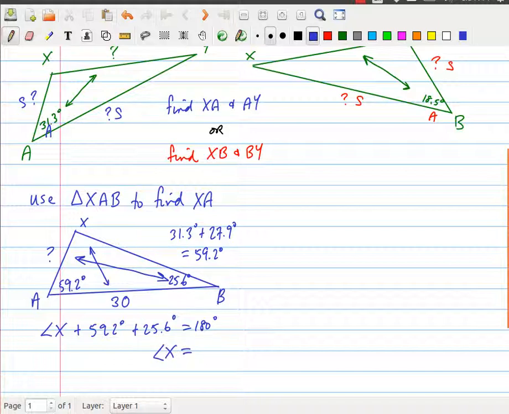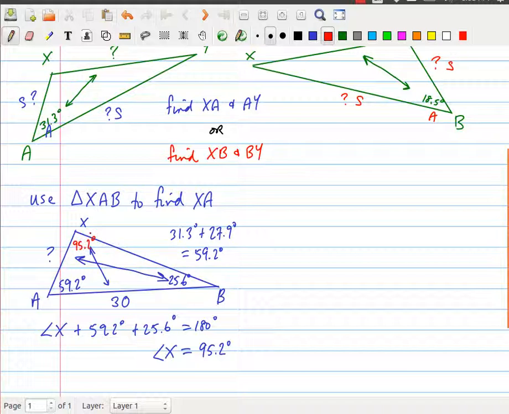And so from there we get the angle X is equal to, and I'm not going to take any chances here. Rather than risk doing it in my head and making a mistake, I'm just going to use my calculator to figure out that this one is 95.2 degrees. So that is my angle here. Let's put that in. I've calculated this to be 95.2 degrees.